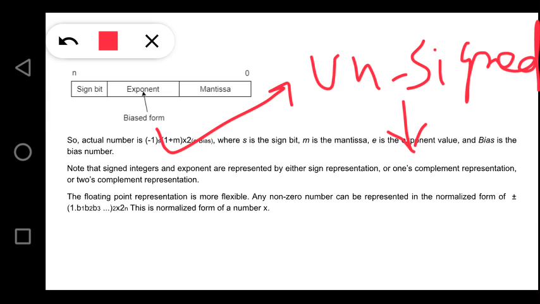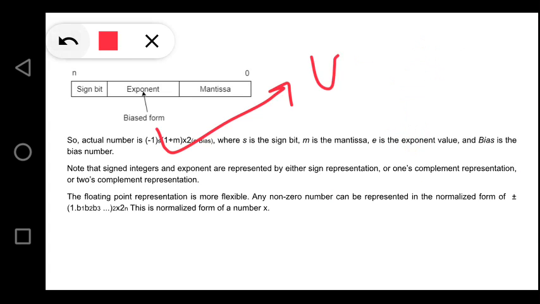It can be interpreted as a signed one. So that is the real meaning of biased form. We will discuss in detail. So S is the sign bit, M is the mantissa, E is the exponent value, and bias is the bias number.